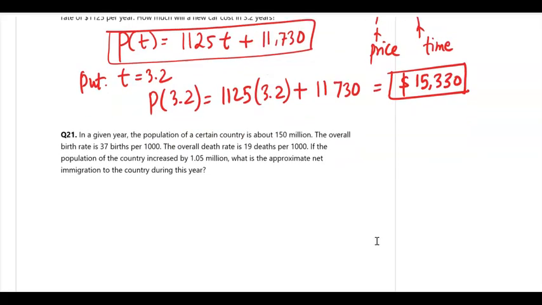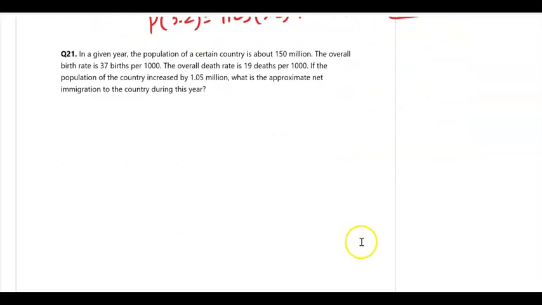Next question, number 21. In a given year, the population of a certain country is about 150 million. Okay, in that year it is 150 million. The overall birth rate is 37 births per thousand, and the death rate is 19 deaths per thousand. Okay, that's the given. If the population of the country increased by 1.05 million, what is the approximate net immigration to the country during this year? So we are looking for the approximate net immigration.